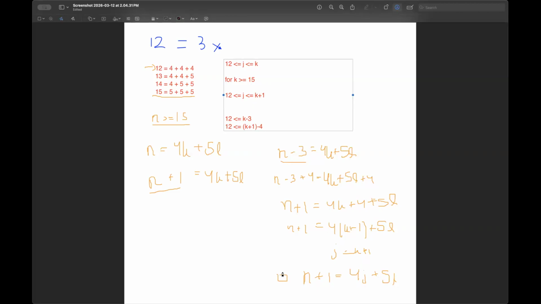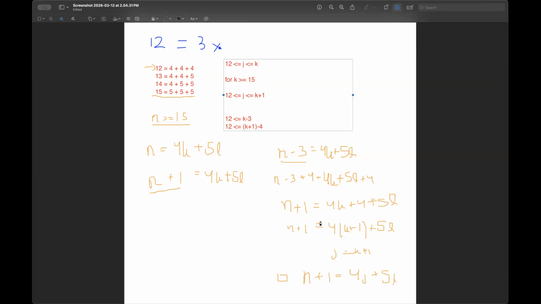So, Anissa's asking, what does l represent? We have 4k plus 5l. That's just an algebraic way of saying some number of 4 cents plus some number of 5 cents. So the k and the l, you can think of as the number of stamps. Some number n is represented by k 4-cent stamps plus l 5-cent stamps, which is going to equal n.